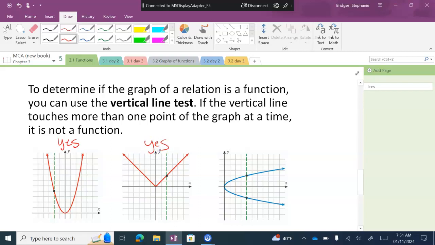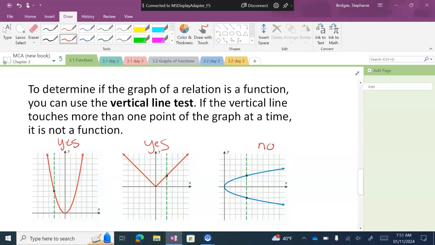No. If you look here, this ordered pair right here is the ordered pair 4, 2. And then this ordered pair down here would be 4, -2. They both have the same x values. That's why the vertical line test will tell if it's a function. It touches more than one point on that graph at a time. So would that one be a function? No.